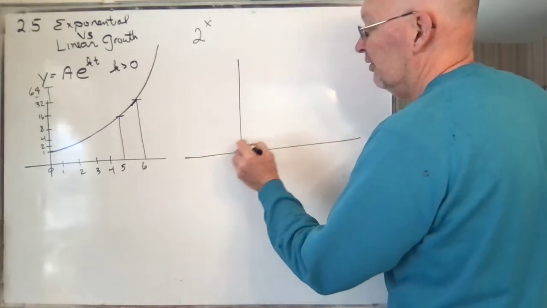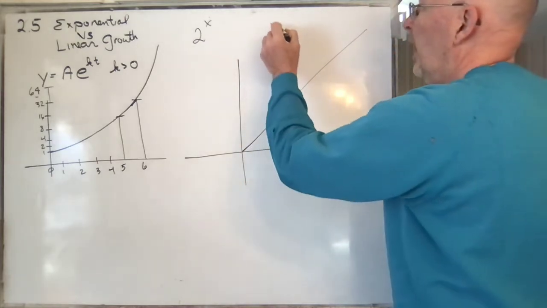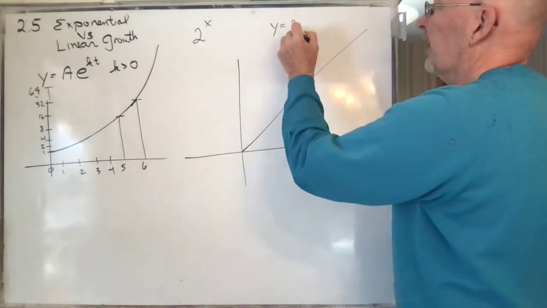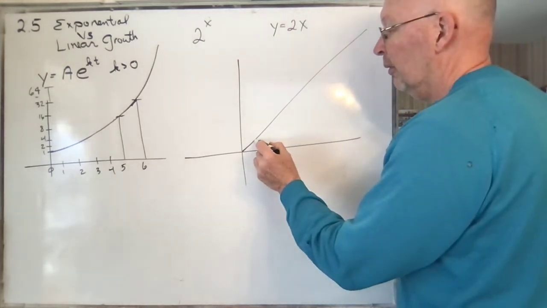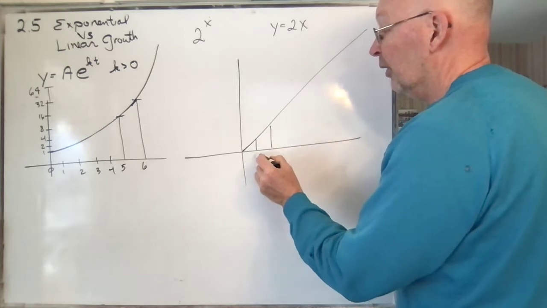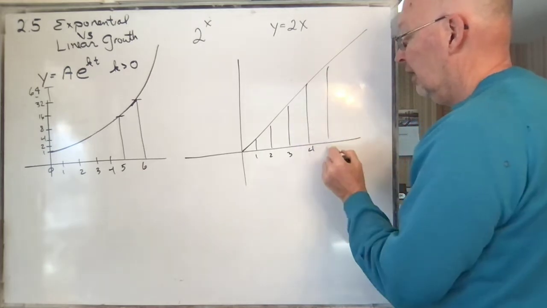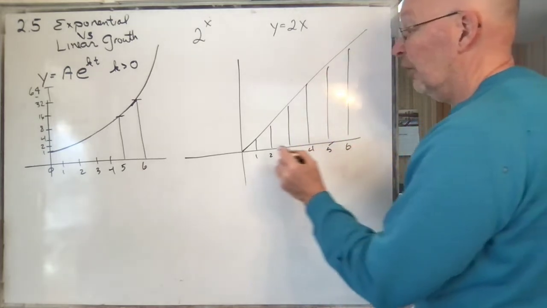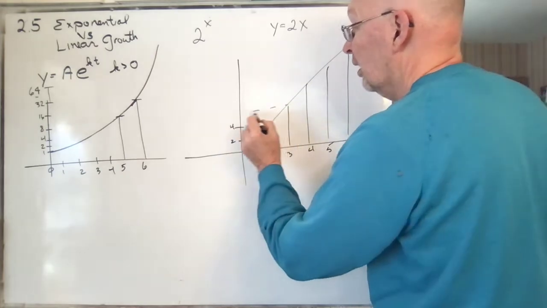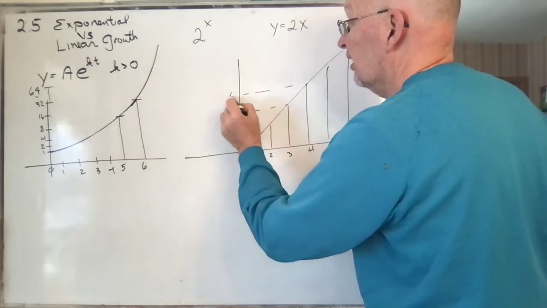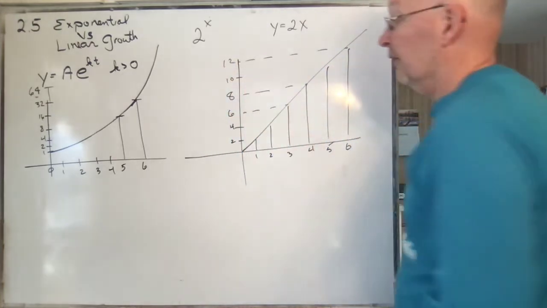Linear growth, let's just take the easiest case here. Y is equal to 2x. Okay? Now, what do the values look like? Here you are at 1, 2, 3, 4, 5, 6, and so on. What are the values of the function? Here it's 2, here it's 4, here it's 6, here it's 8, here it's 10, here it's 12.